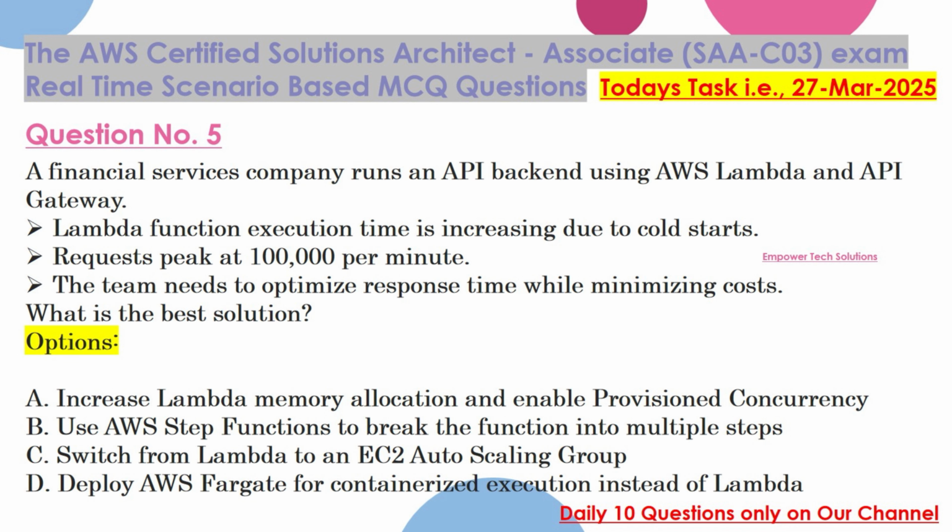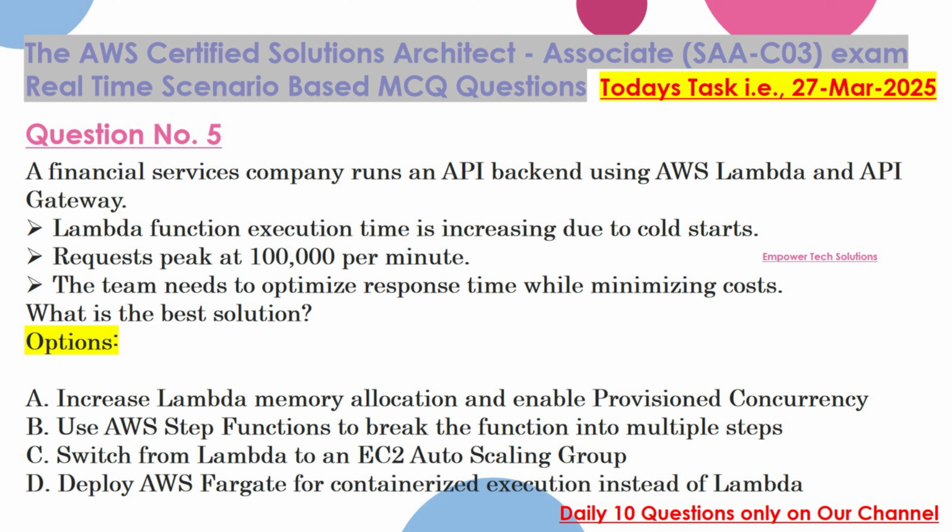Question 5. A financial services company runs an API backend using AWS Lambda and API Gateway. Lambda function execution time is increasing due to cold starts. Requests peak at 100,000 per minute. The team needs to optimize response time while minimizing costs. What is the best solution?